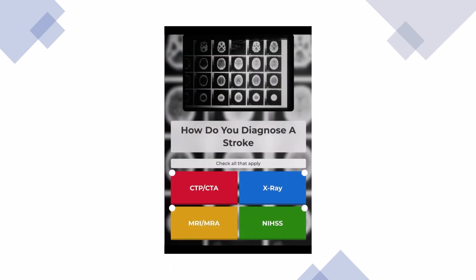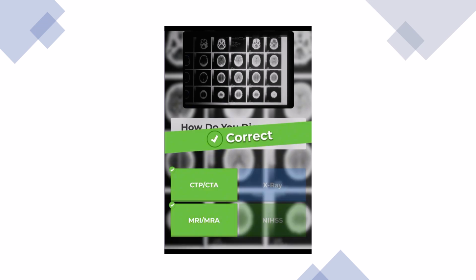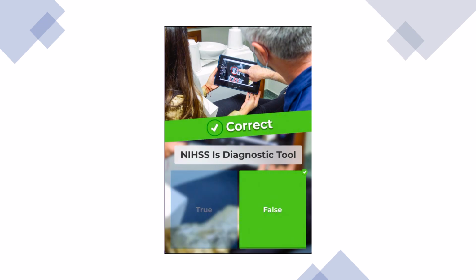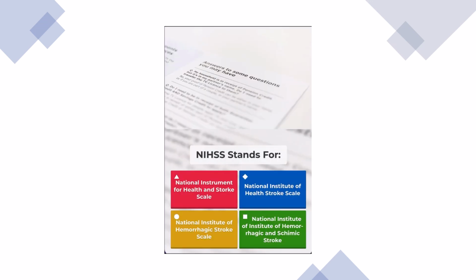How do you diagnose a stroke? A. CTP, CTA, B. X-ray, C. MRI and MRA, D. NIHSS. It's A and C. True or false? The NIHSS is a diagnostic tool. The correct answer is false. The NIHSS stands for A. National Instrument of Health and Stroke Scale, B. National Institute of Health Stroke Scale, C. National Institute of Hemorrhagic Stroke Scale, D. National Institute of Hemorrhagic and Ischemic Stroke.